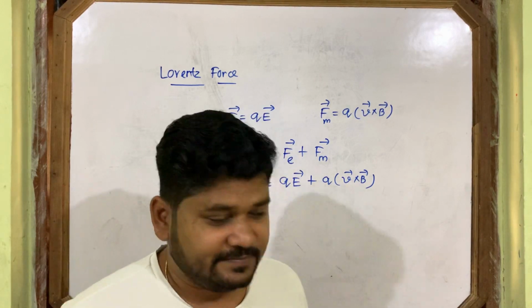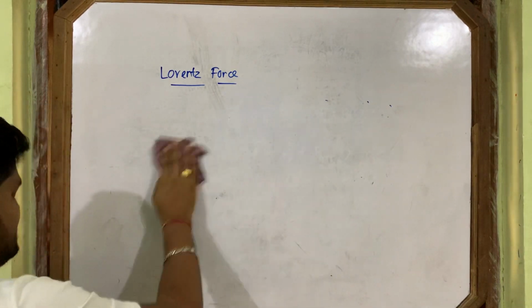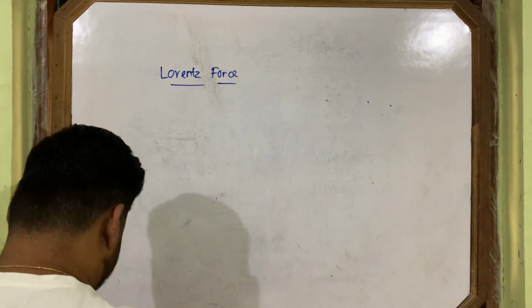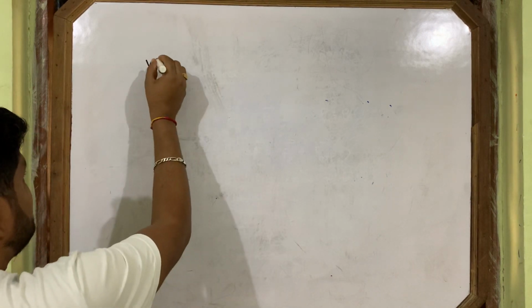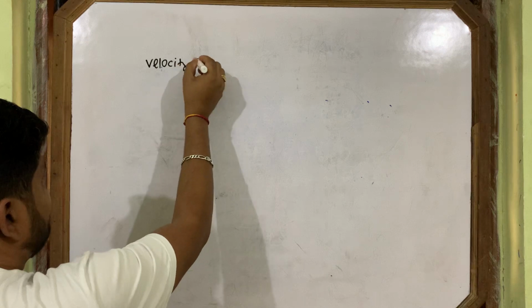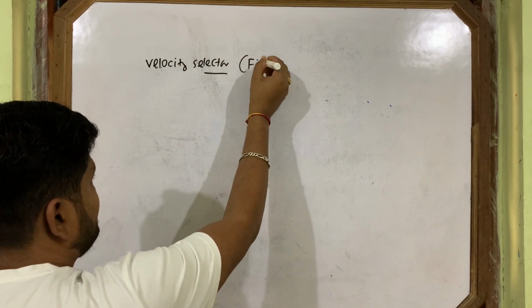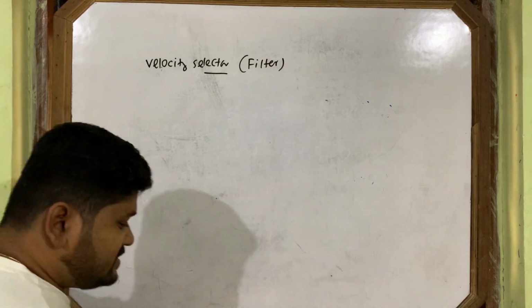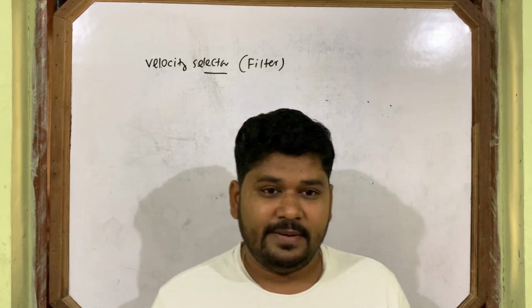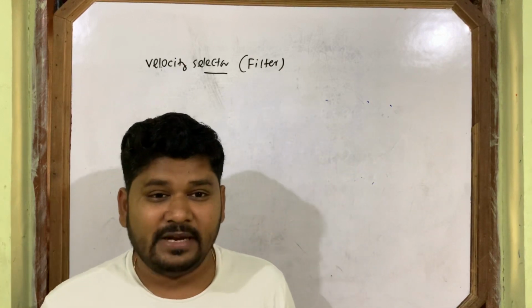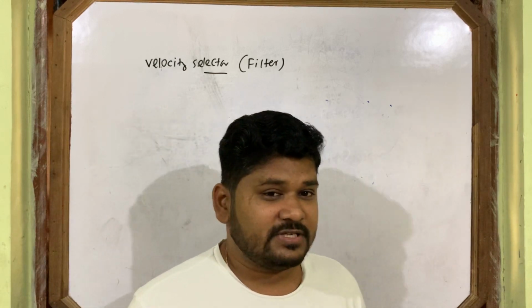velocity selector. Now let's come to one application of Lorentz force, that is the velocity selector, or this is also called a filter, charge filter. You can say velocity filter. It filters something, that is why its name is filter. So now let's discuss it. What is this velocity selector?